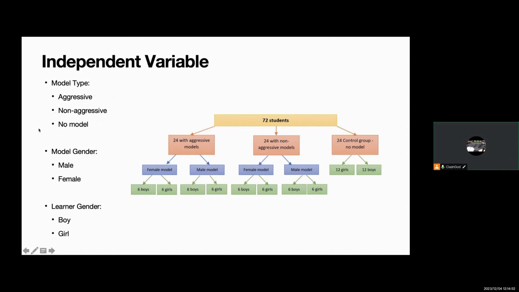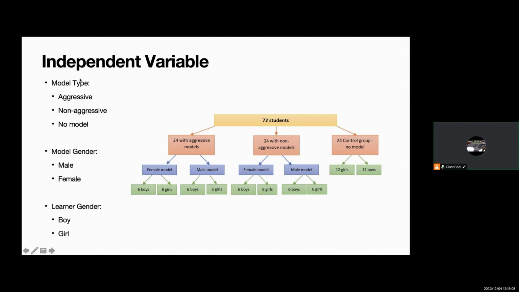We also need a no model situation. And this is the same as the non-aggressive version. What if it's going to be different if there's no model at all? Let's investigate all the possible variables. These are the three types of IVs for the model type.